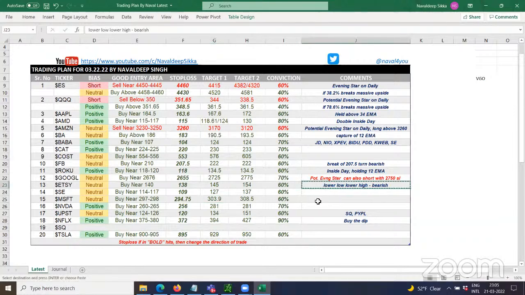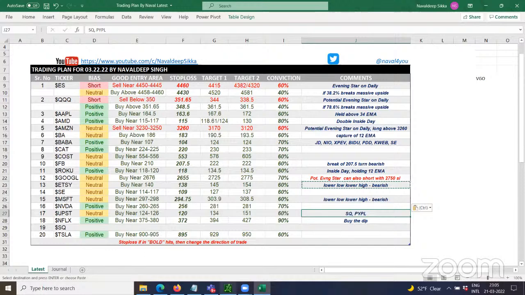It made a low. It's a bearish pattern, so I just want to see if 294 breaks, it's going to go down. It's ADR SE. Shop, will talk about shop.